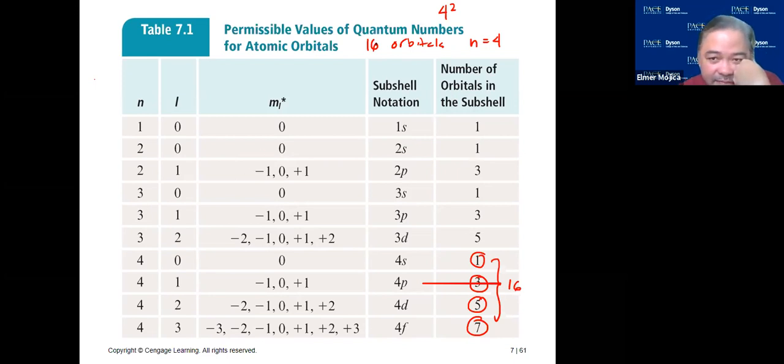Analyze. So if the one that is being asked, given the n, so it's just the number of orbitals is equals to n squared.